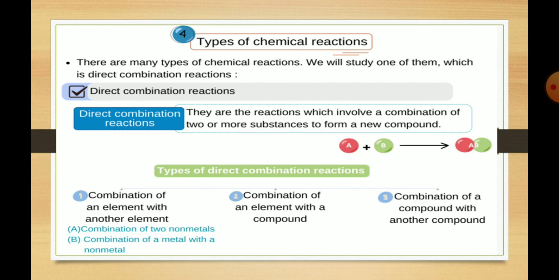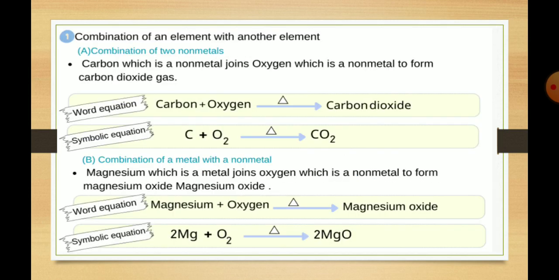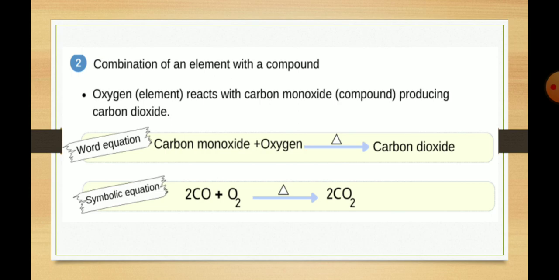Number one, combination of elements with another element. Number two, combination of elements with a compound. Number three, the combination of compound with another compound. First of all, the combination of elements with another element is divided into two types. First, combination of two nonmetals, such as C plus O2, by heating CO2. And second, the combination of metal with a nonmetal, such as 2Mg plus O2, by heating 2MgO. And number two, the combination of elements with a compound, such as 2CO plus O2, by heating 2CO2.